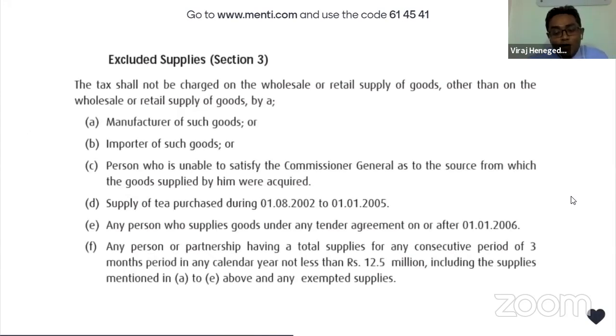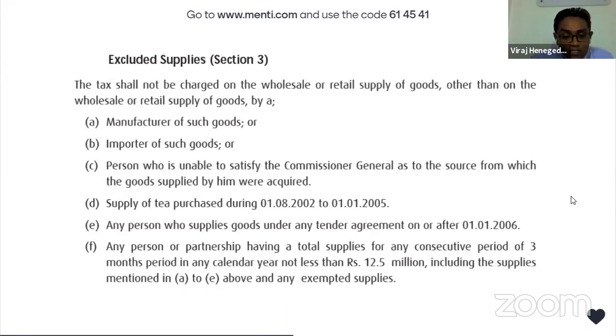Excluded supply. Now I have already discussed two concepts: what is meant by zero rated and what is meant by exempt. Exempt, I'll be giving some examples as well. Excluded means what? The tax shall not be charged on wholesale or retail supplies of goods, other than on the wholesale or retail supply of goods by a manufacturer. Now it very clearly says other than. Manufacturers of such goods, then you can. Importers of such goods, you can. Likewise, they have given, you need to look at whether wholesale and retail is there. If any organization or person falls into this category, those who do not fall into this category come under the excluded supply.